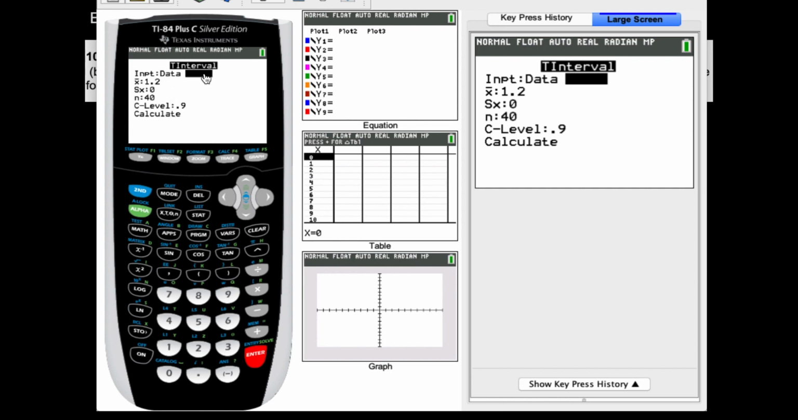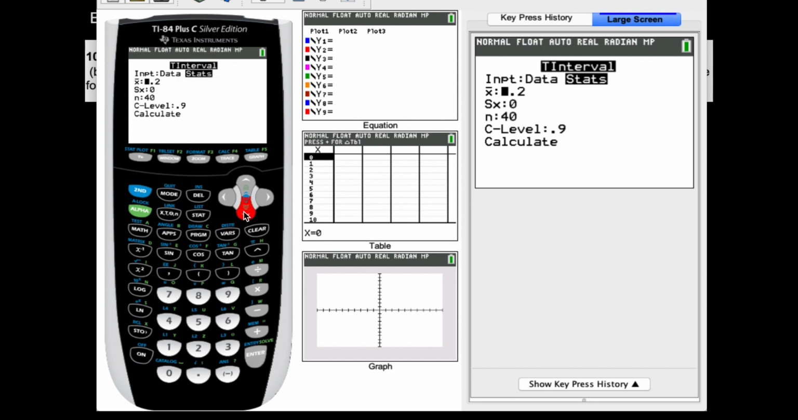It has data and it has stats, but we don't have data. We don't have a list of values, so we're going to stats. Notice that it asks for X bar, S, X, and N. So it basically tells us what to do. I use t interval for S, and I use z interval for sigma. Your calculator asks for exactly what you would need for t versus z. So S for t. Let's put it in.